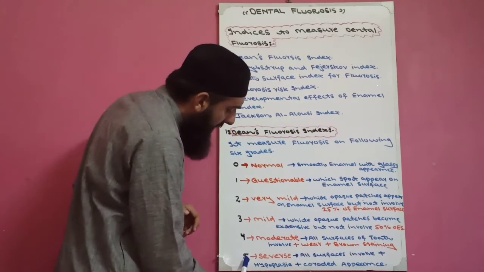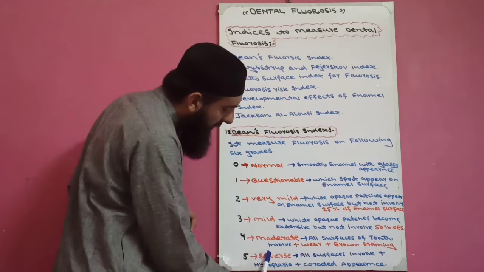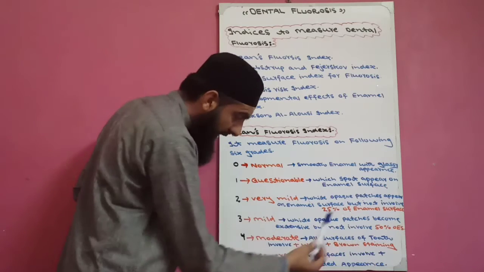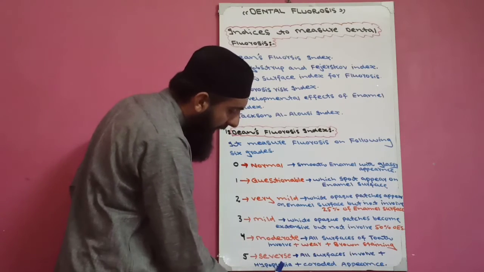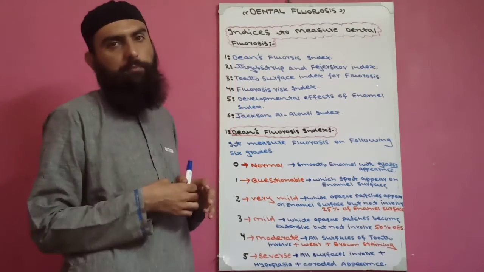If the Dean fluorosis index grade is 5, it shows severe fluorosis. In severe fluorosis, all surfaces are involved, plus two additional things. Number one, hypoplasia, plus corroded appearance of enamel.